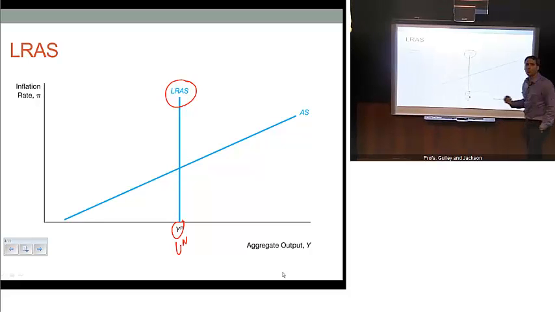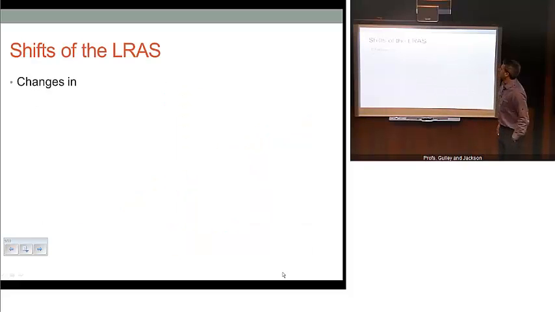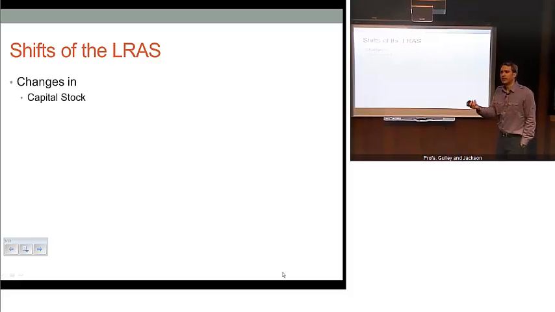Those two things mean more or less the same thing. When the potential level of output rises, we can also think of that as being associated with a decline in the natural rate of unemployment and vice versa. So things that can impact the long-run aggregate supply curve are pretty simple. Changes in the capital stock. If we have more plant and equipment and machinery, holding everything else constant, we can build more, we can produce more output.